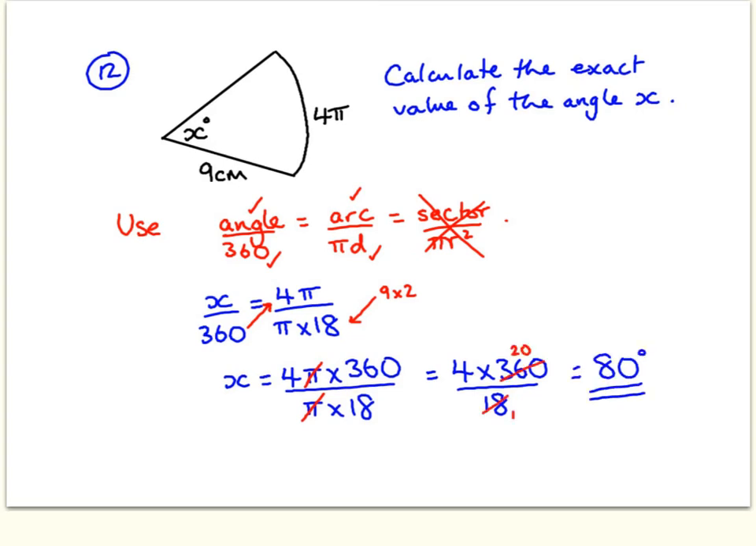It's a fraction that you can simplify down. I've simplified the 18 with the 360. You could do the same with the 4 and the 18. Make the 4 2 and the 18 into 9. That would be okay. And I've got 4 times 20 is 80. Any way you want to simplify this down will work, and it will give you the answer 80 degrees.